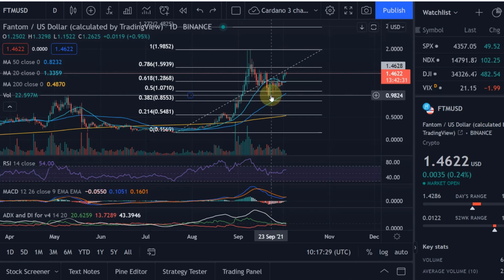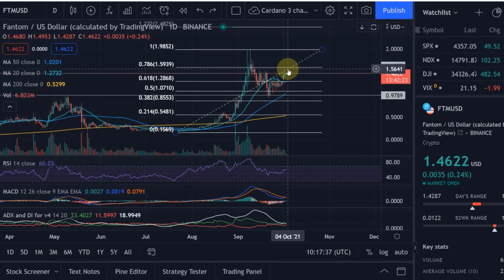Didn't quite get there, and then found a lot of resistance here at the 0.5 Fibonacci retracement level as well. But now we are climbing up the ladder again and might find some resistance again at the 1.59 level, where the 0.214 Fibonacci retracement level is sitting.